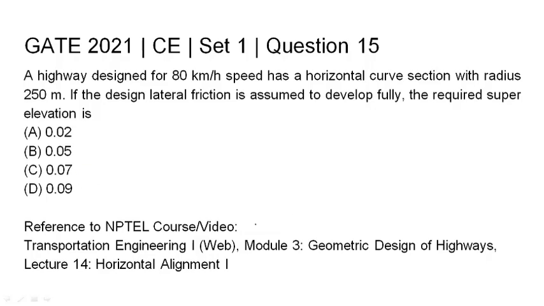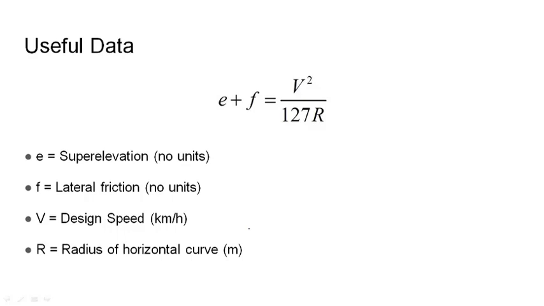The relevant reference to the NPTEL course has been provided as below. Coming to the useful data for this question, we need to know the equation for super elevation. The intent of providing super elevation is to raise the outer edge of the pavement with respect to the inner edge by providing it an angle of inclination theta, so that when the vehicle travels on this raised road, the centrifugal force can be counteracted.